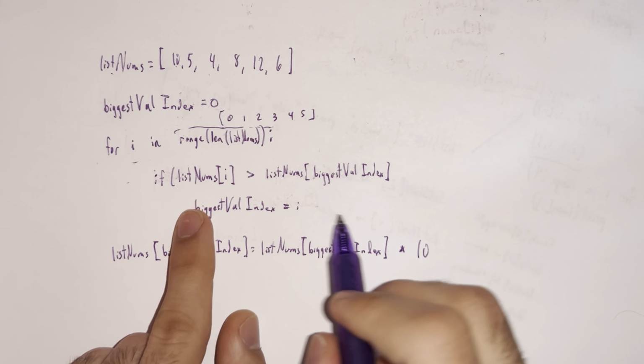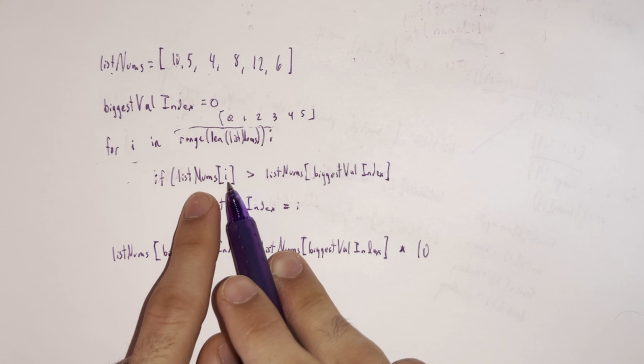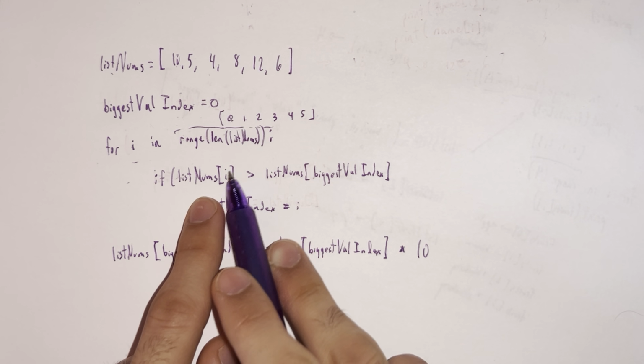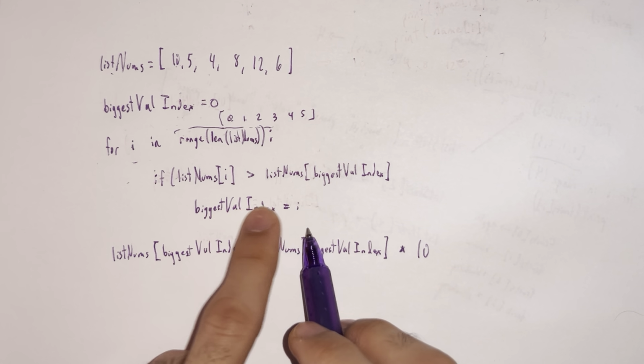And then we're saying, okay, for each of these, if the list nums at position 0 or 1 or 2, whatever, is greater than the list nums at the biggest val index, then the biggest val index gets changed to that new index, because this is now the bigger number with that respective index. So we're going to change the biggest val index to that.